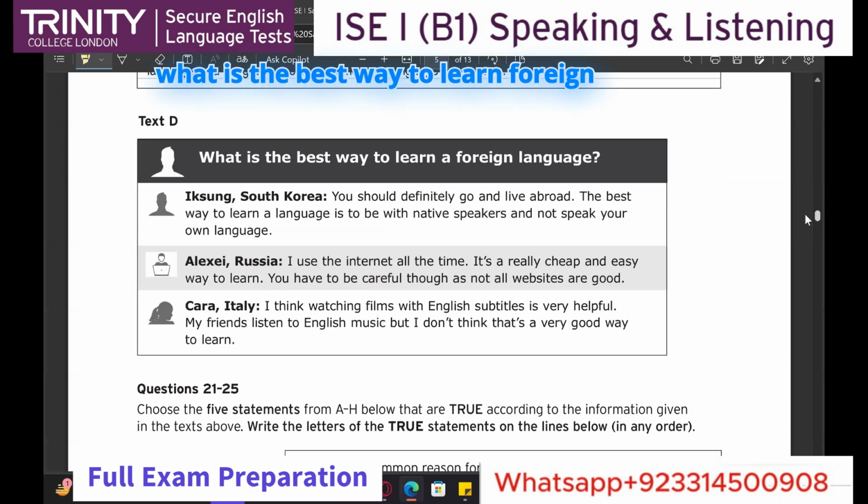What is the best way to learn a foreign language? Ilsan, South Korea: You should definitely go and live abroad. The best way to learn a language is to be with native speakers and not speak your own language. Sergey, Russia: I use the internet all the time. It's a really cheap and easy way to learn. You have to be careful though, as not all websites are good.